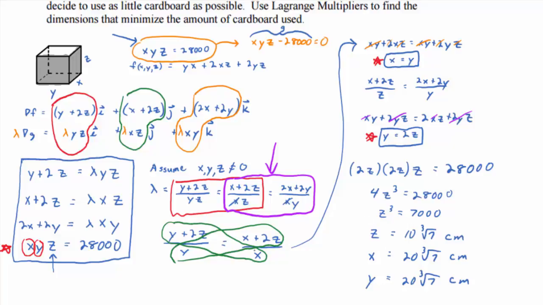So I'm going to say, and by the way, Lagrange multipliers will yield that minimum if it exists. So I'm going to say that the dimensions are, let's go with the x dimension first, 20 cube root 7 by 20 cube root 7 by 10 cube root 7. And these are all in centimeters.